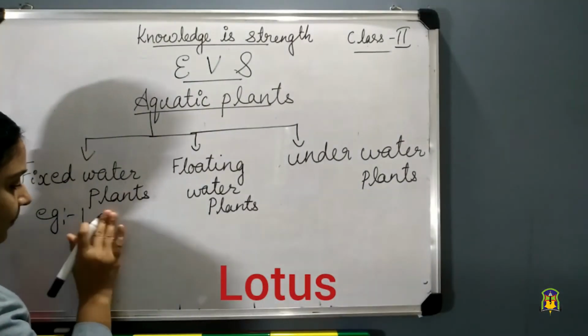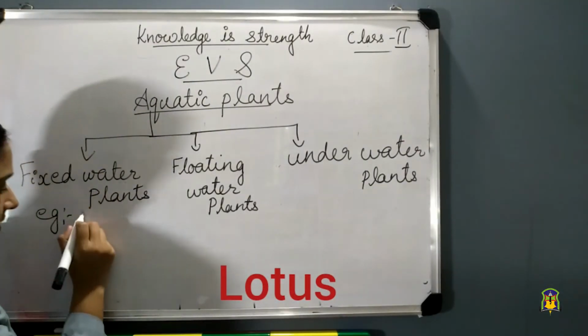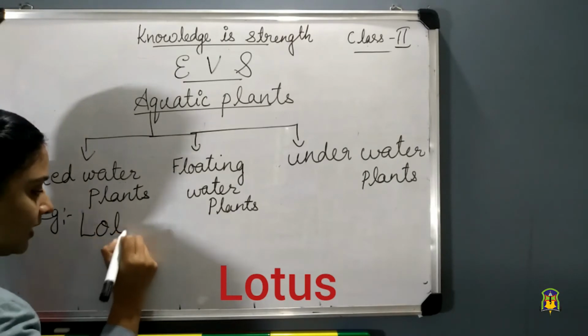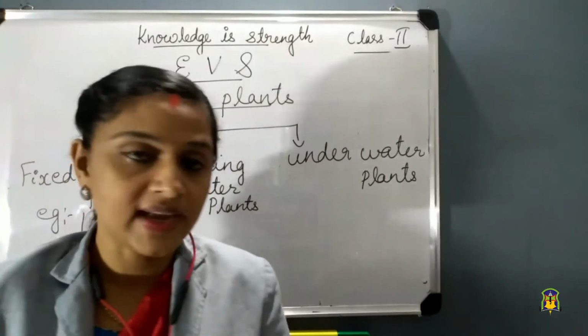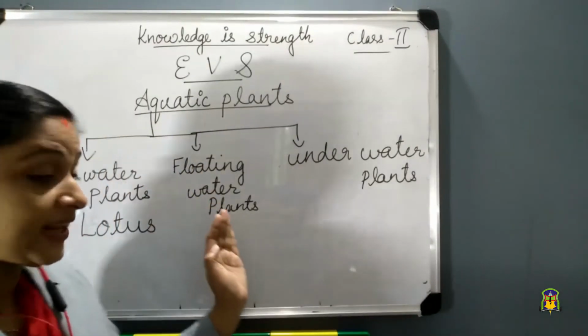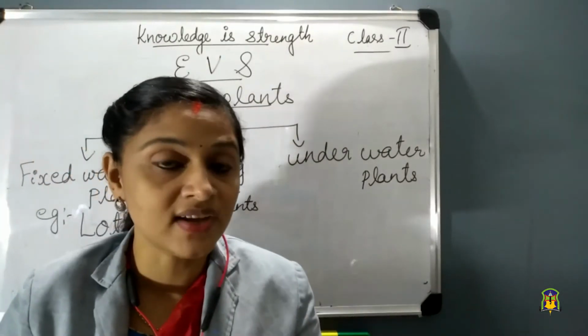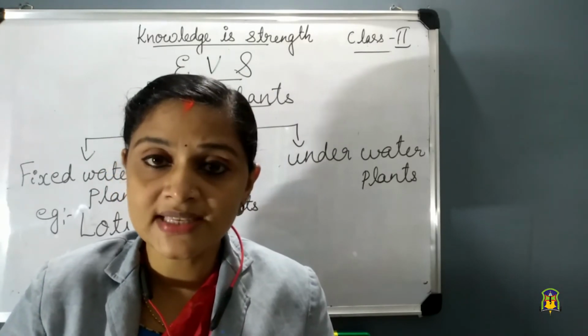L-O-T-U-S. I'll write L-O-T-U-S. Lotus. Lotus plant. Okay. Then next one is floating water plants. Floating water plant. Which one is the example?